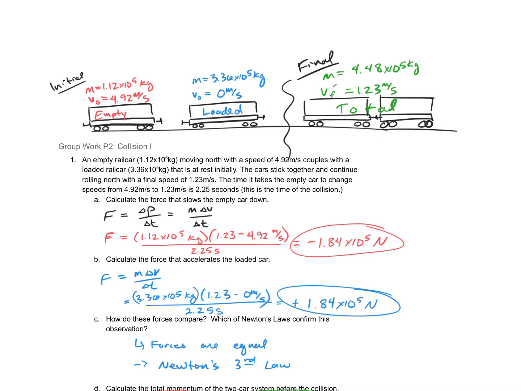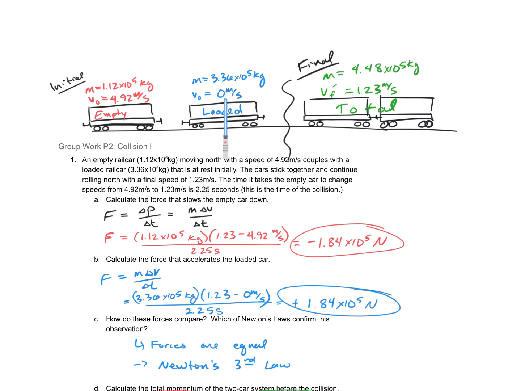Hello everybody, this is the video solution guide to group work P2, which is about collisions. Question 1 gives us this scenario. It has two railroad cars. One is an empty railroad car with this mass, and it's going north. I have made north the positive direction.